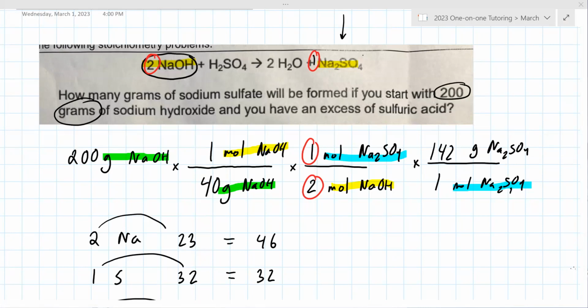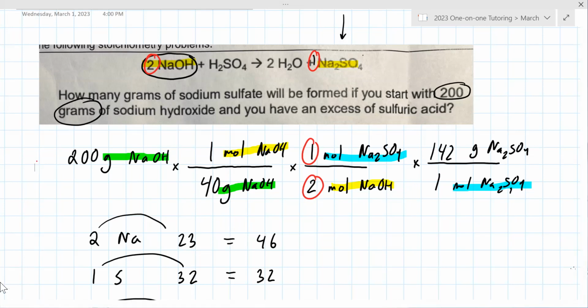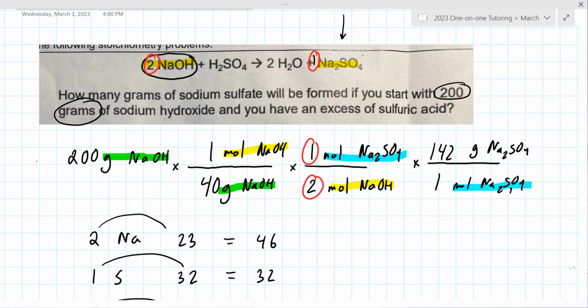I'm just entering in the entire equation or just a part of it? All of it. In some ways you're multiplying the top numbers. It's really 2 times 1 times 1 times 142 divided by the result of 40 times 2 times 1. I got 355.